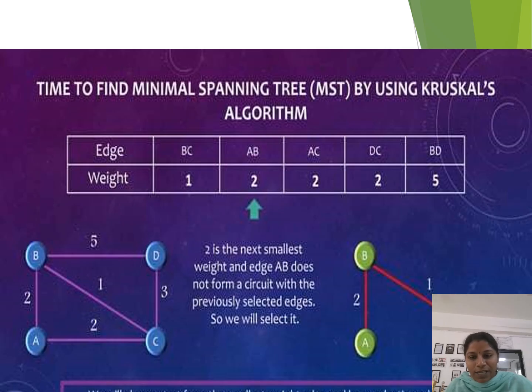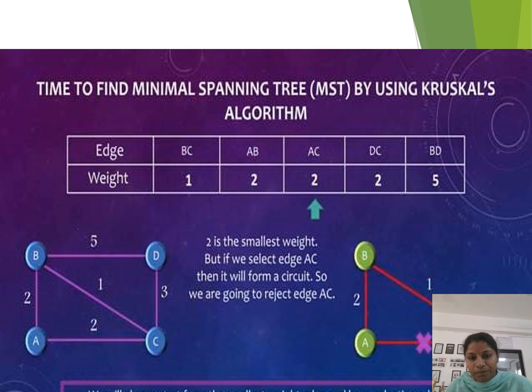Consider that initially you have selected B and C with the weight of 1. In the same way, you have 2 more edges, AB and AC. They both have an edge weight of 2, so you want to select them, right. So consider we are going to take the edge AB. If you connect AB with BC, it doesn't form any circuit, so we are going to select that edge.